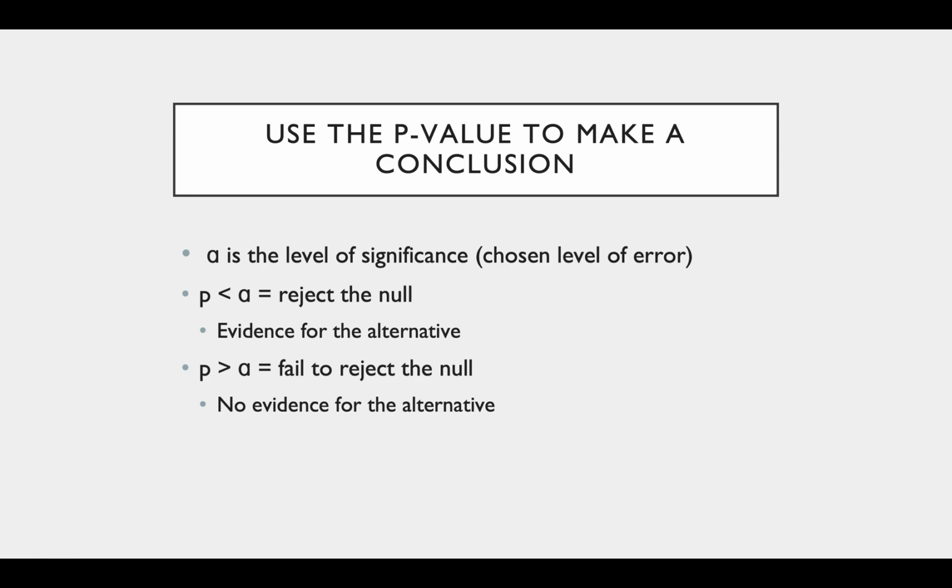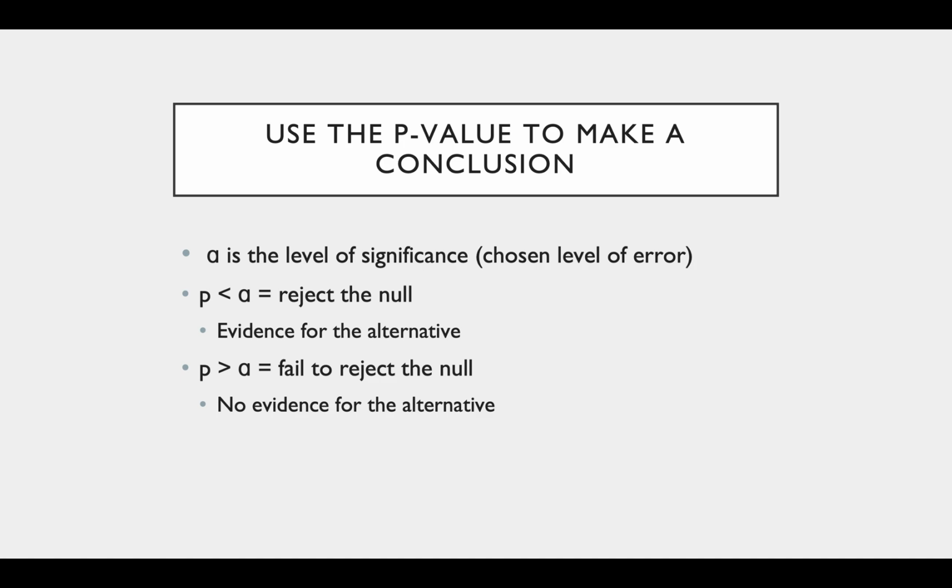So once we use the statistical software, we'll get the p-value, and then we'll use this p-value to make a conclusion. This conclusion will be based off of alpha, which is our level of significance. This is the chosen level of error. And this will depend on which field you are doing the test in, but usually it's 5%. So if p is less than alpha, say p is less than 0.05, we're going to reject the null. This means there's evidence for an alternative. That means there's evidence that our groups had a difference.